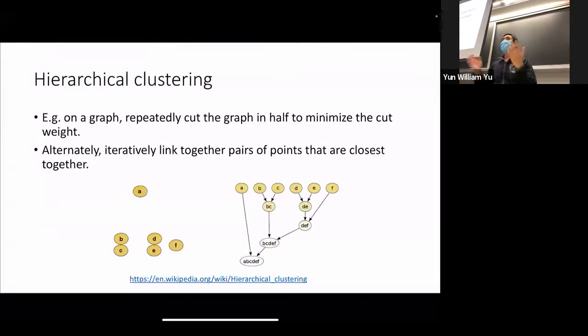For graph clustering, often what you do is on a graph, you repeatedly cut the graph in such a way that you minimize the cut weights. So if you think about the edges as the things you're cutting, maybe you do this repeatedly, and each time you're trying to minimize some function of the cut weight. Alternatively, you can also go the other way and link together nodes based on how strongly connected they are based on the graph edges.